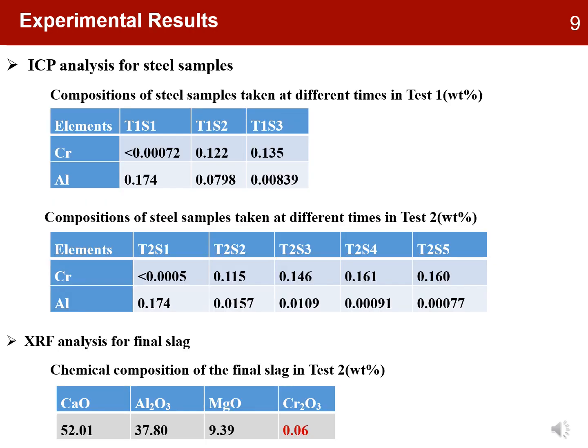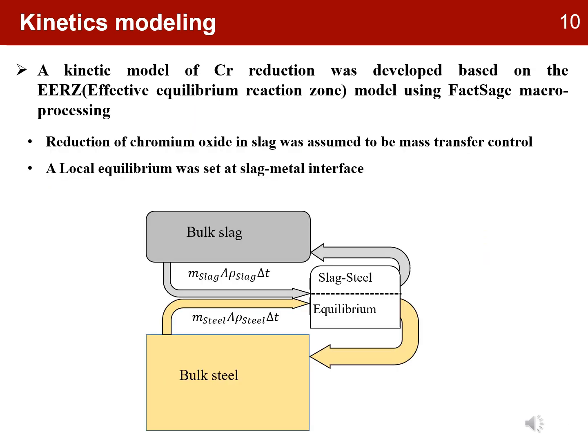Here are the measurements of the experiment. It shows the chromium has been rapidly reduced into the steel. I will show you the alumina and chromium concentration with timeline in graphics later. XRF analysis shows the final slag only contains 0.06% chromium oxide, which confirmed that most chromium has been reduced into the metal. Move on to the kinetics modeling.